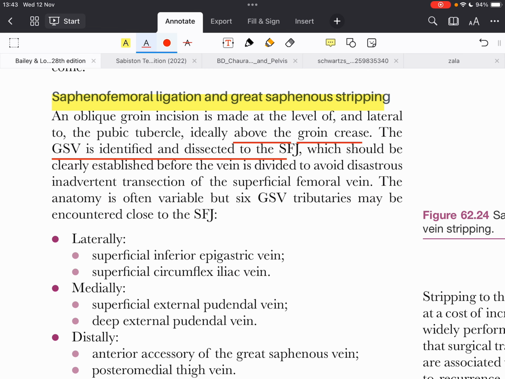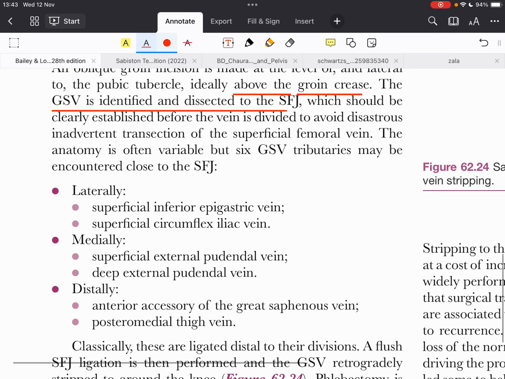which should be clearly established before the vein is divided to avoid disastrous inadvertent transection of the superficial femoral vein. The anatomy is often variable, but 6 GSV tributaries may be encountered close to the SFJ.